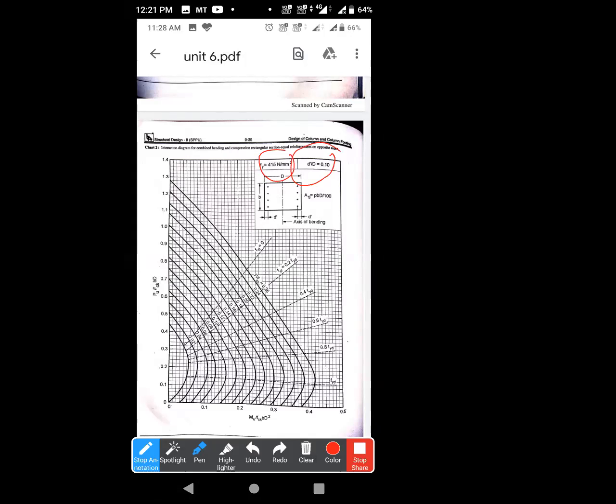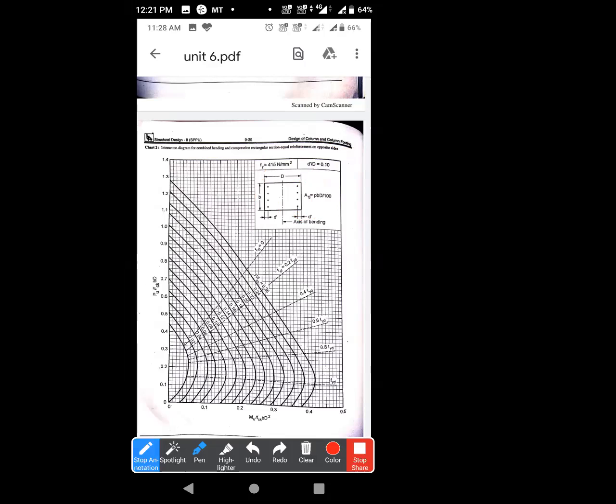Okay, see here. The interaction diagram for combined bending and compression, rectangular section, equal reinforcement on opposite sides. Okay, equal reinforcement on opposite sides. Okay, this is for only equal reinforcement provided at the opposite sides. It is not for the condition where reinforcement is not provided on both the sides.